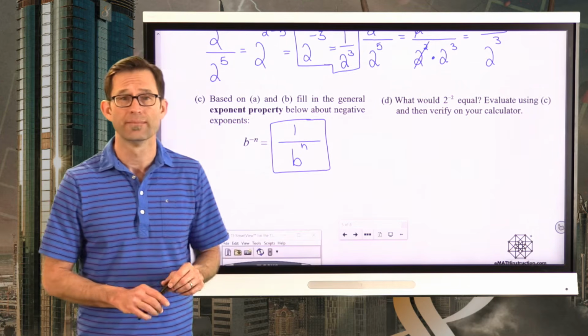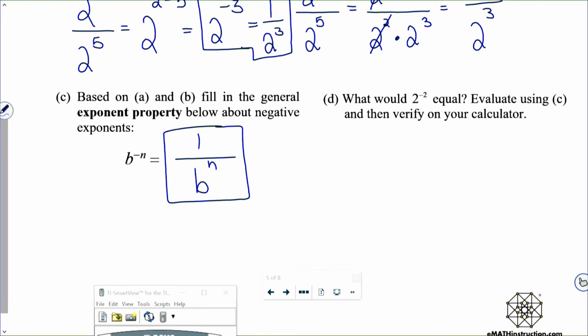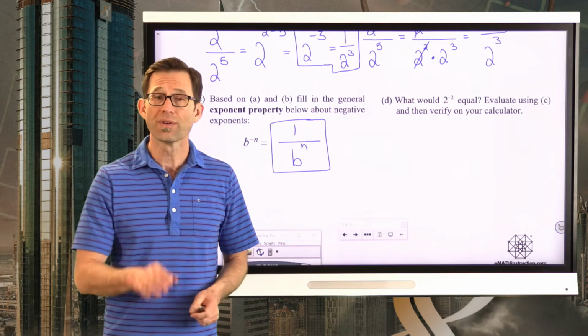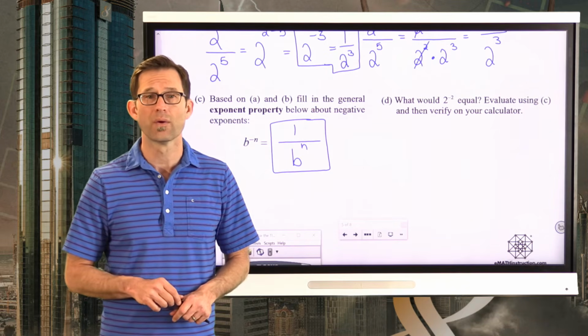Let's take a look at letter D. What would 2 to the negative 2 equal? Evaluate using C, what we just came up with, and then verify on your calculator. All right, take a shot at this on your own. Pause the video now.